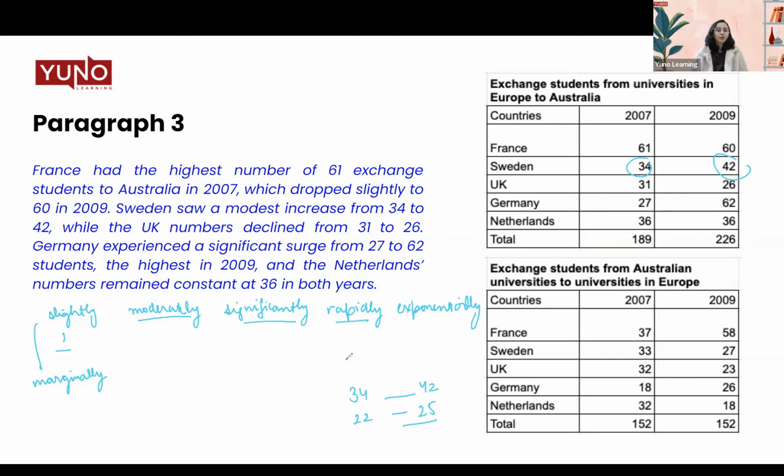Significant and rapidly would be something very huge, a jump, for example, 34 to 50. Exponentially would be like 34 to around 77 or maybe 80. So there's an order to it. Exponentially is a very big change. Slightly is a small change. You can read about these words more, learn them, and use them in your writing task 1. Let's move on to the next slide.